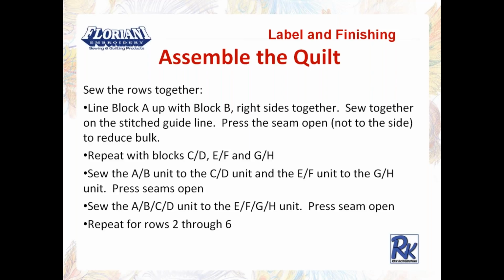Next, we're going to sew the AB unit to the CD unit, and then we're going to sew the EF unit to the GH unit, doing it exactly the same as we did with the blocks. And again, we're going to press those seams open, and then we're going to finally sew our ABCD unit to the EFGH unit that we created in the previous step. We're going to press that seam open, and that creates our first row, and you want to repeat that process for rows 2 through 6.